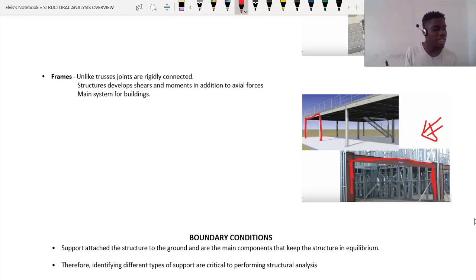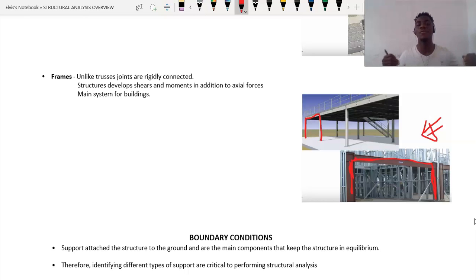Now guys, a frame transfers moment, while trusses are designed to see just tension and compression. As you can see, this frame is going to be experiencing some moments.